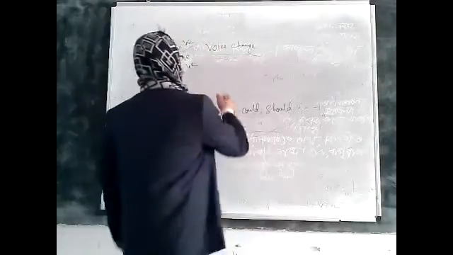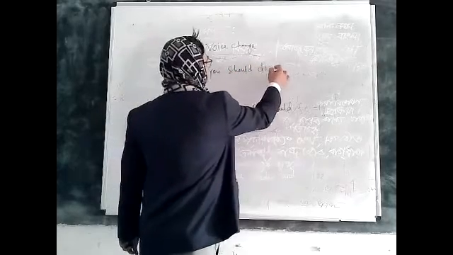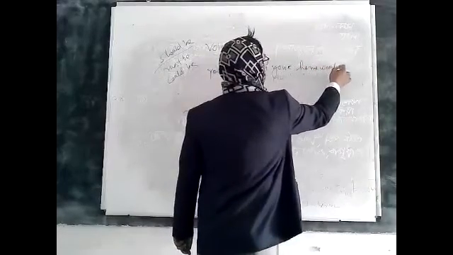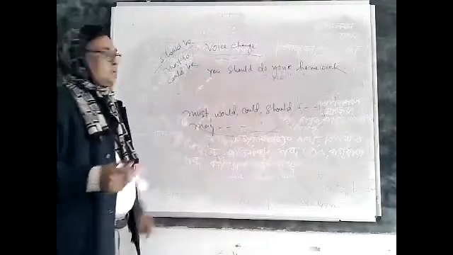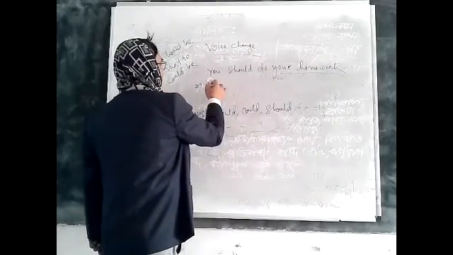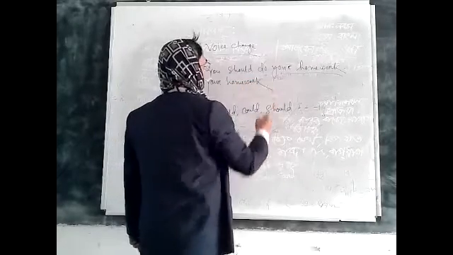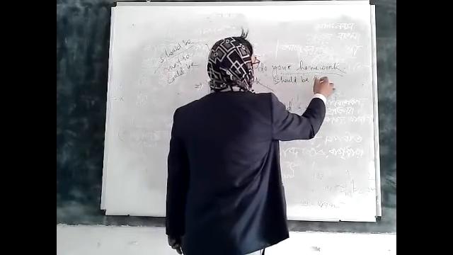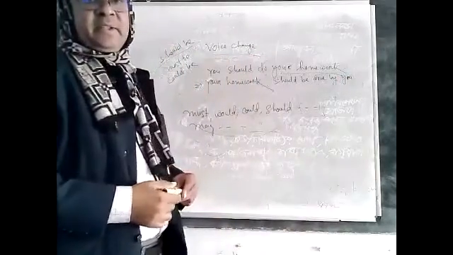Then try yourself. You should do your homework. Try yourself. Come on. Okay, you should do your homework. So the answer is, your homework is the object of the sentence. It would be: Your homework should be done by you. Isn't it? Okay. Then another sentence.